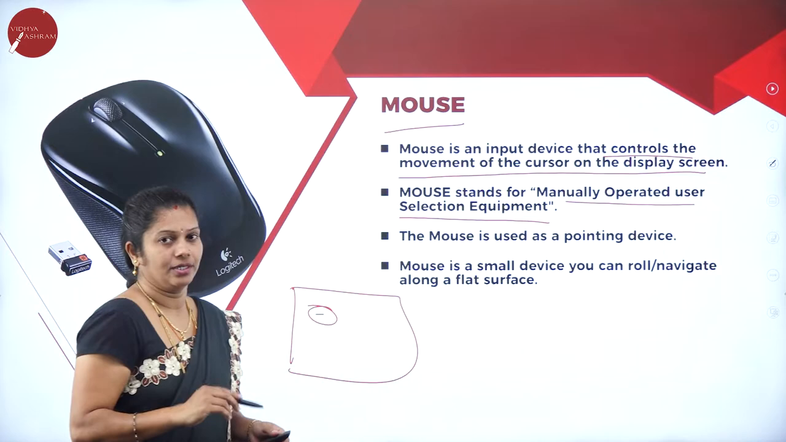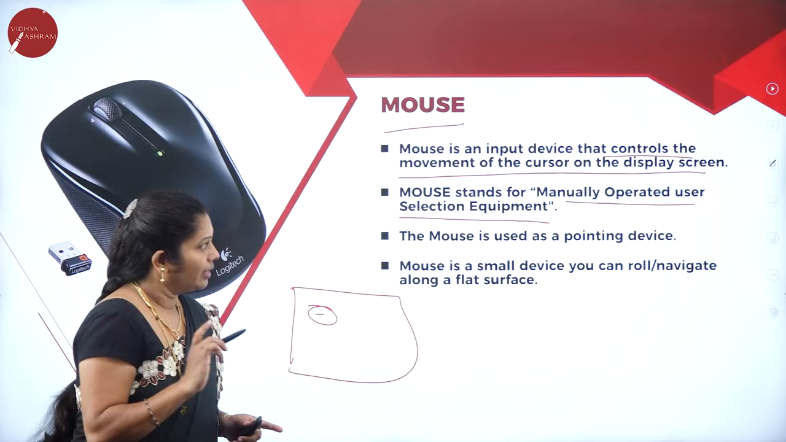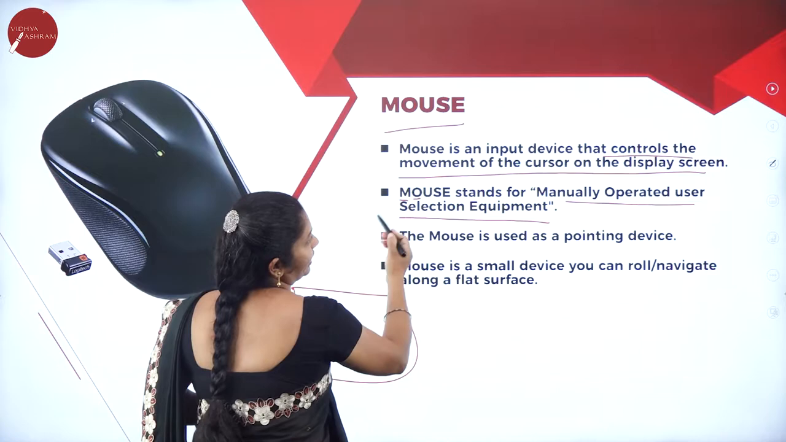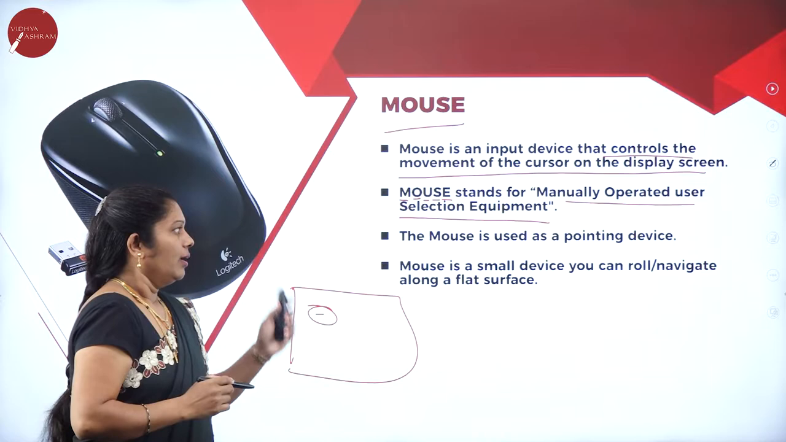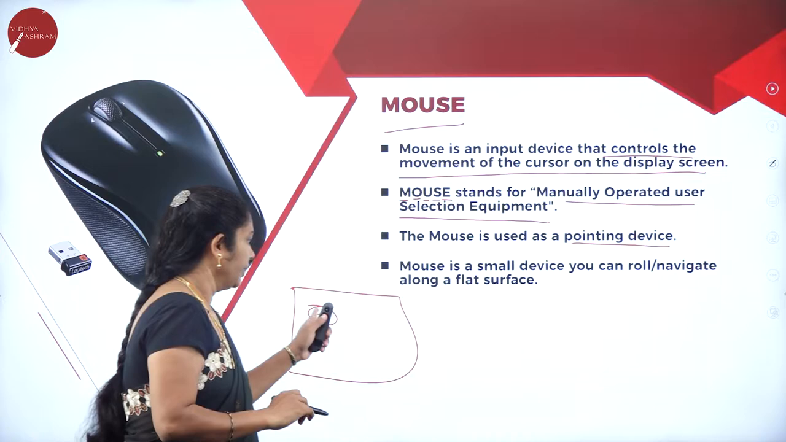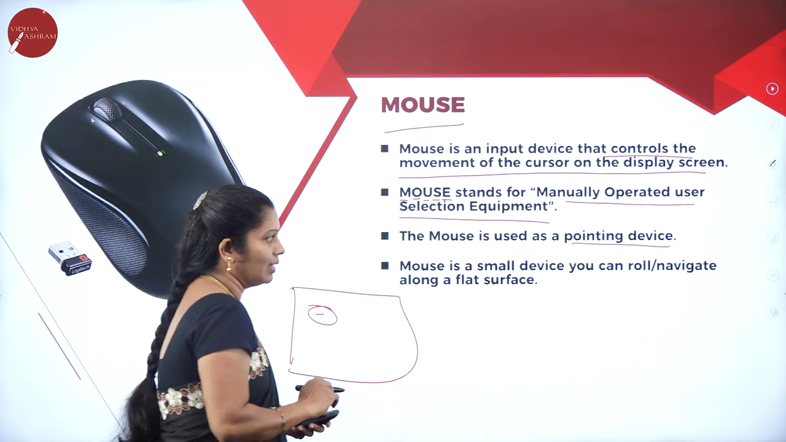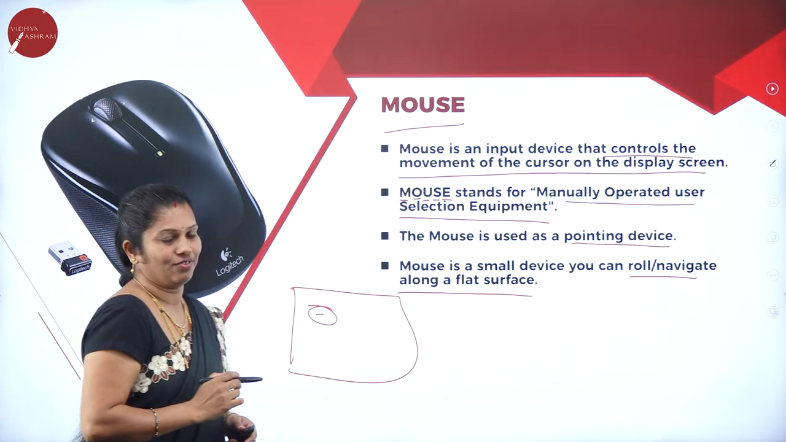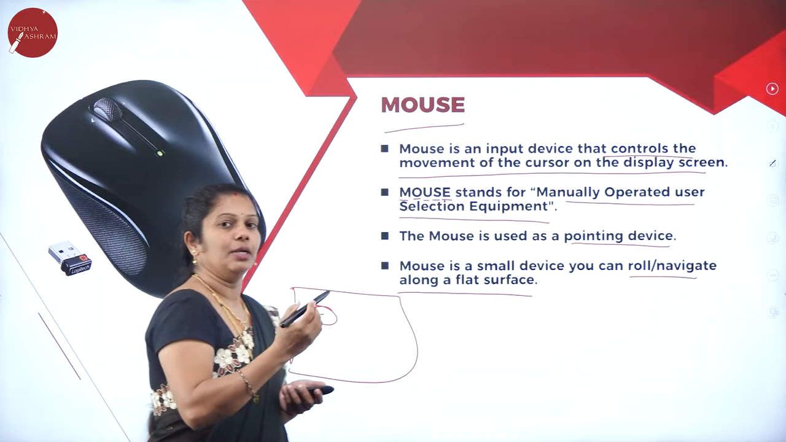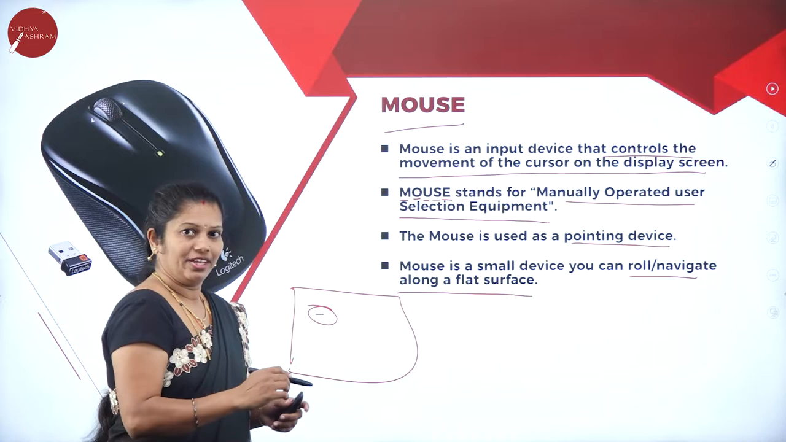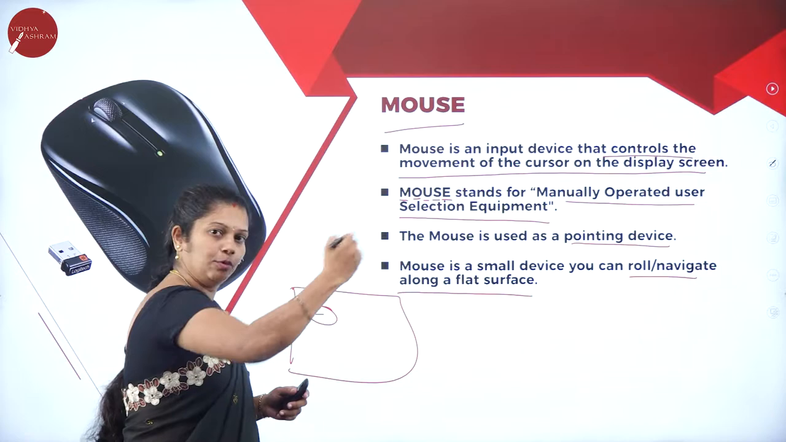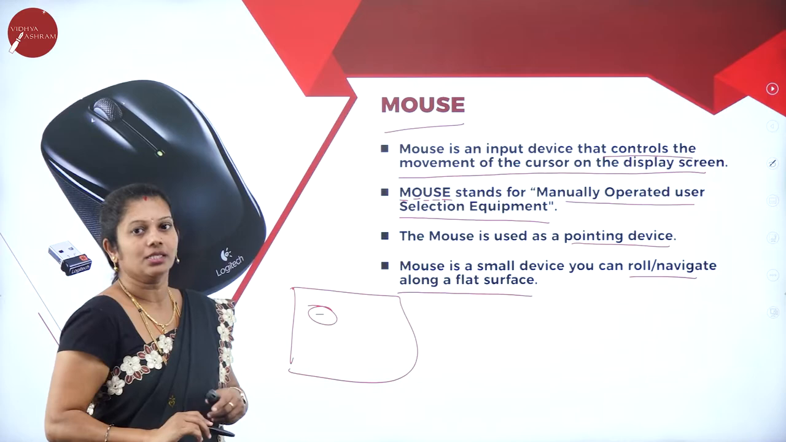Usually for 1 mark you will get this question, expand mouse, that is mechanically operated user selection equipment. The mouse is used as a pointing device, as I already told you, it works like a pointing device. Mouse is a small device that controls movement and navigation along a flat surface. On the flat surface you keep the mouse. With that mouse I can control the movement of the cursor on your monitor, and wherever I want I can drag and move the cursor, and whichever data I want I can select by using this mouse.